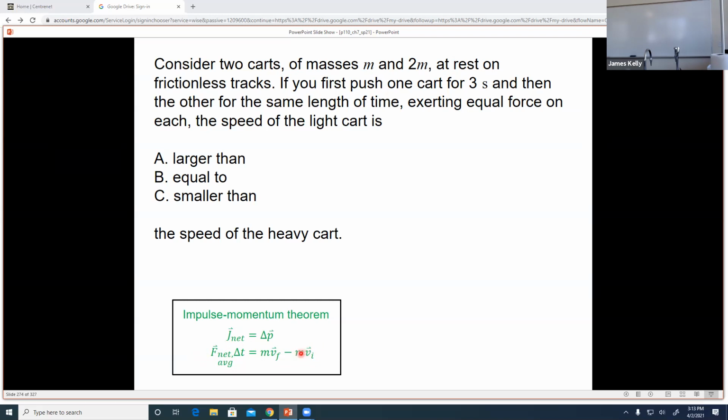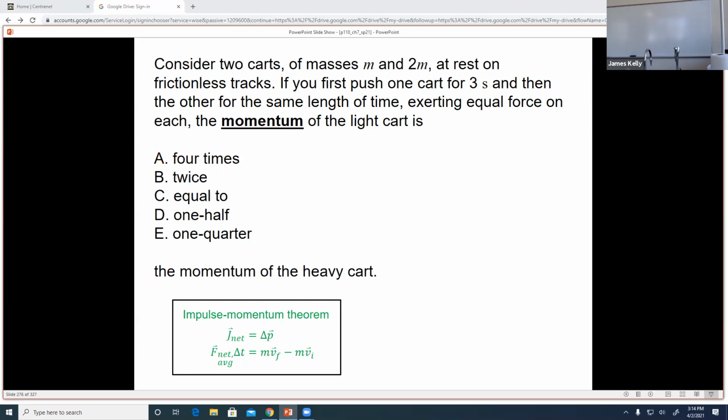And as Newcomb said, this is 0. The initial speed is 0. So the final speed is something that's the same divided by m. And so the one that has the smaller mass is going to have the larger velocity, right? So the speed of the light cart is actually larger than the speed of the heavy cart. You could have figured that with acceleration too, right? F equals ma. The F is the same. The one that has the smaller m is going to have the bigger a just by dividing it out.